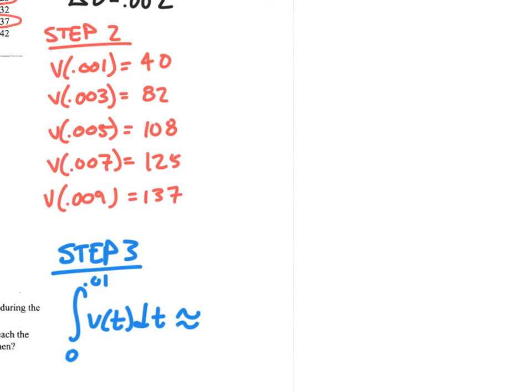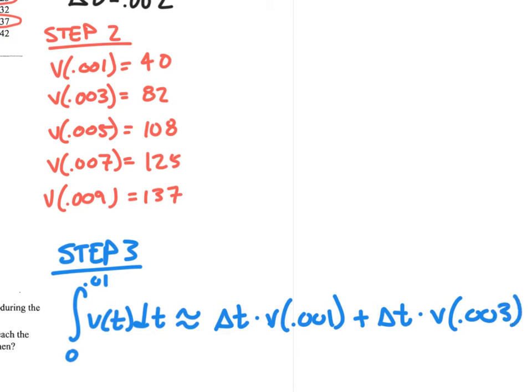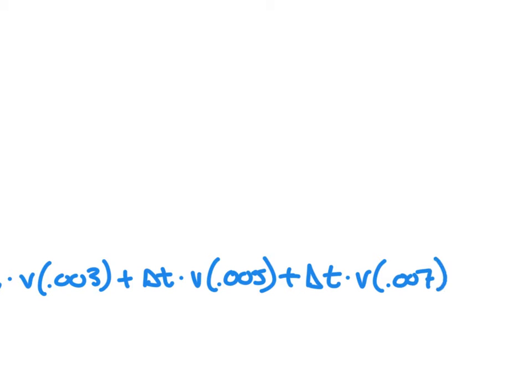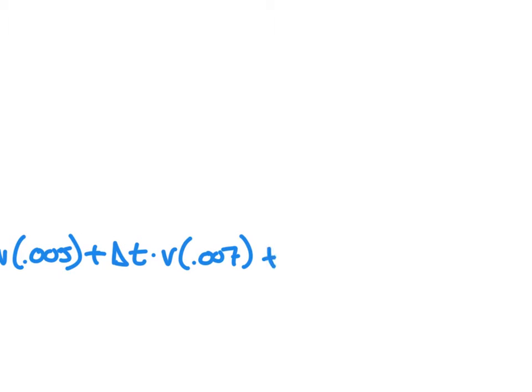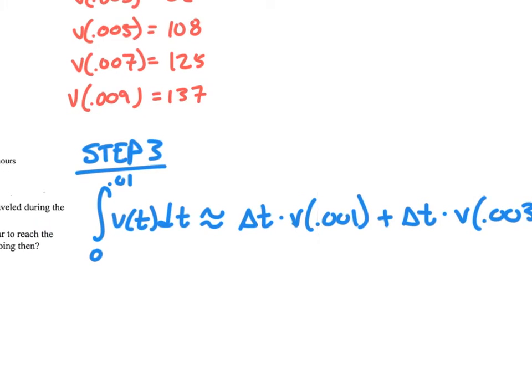Okay, so this is approximately equal to the following. I'm going to take delta t times my velocity evaluated at 0.001, plus delta t times my velocity evaluated at 0.003, plus delta t times the velocity evaluated at 0.005, plus delta t multiplied by the velocity evaluated at 0.007, and then plus delta t times the velocity evaluated at 0.009. Okay, so now I'm just going to plug in the values that I have for this.